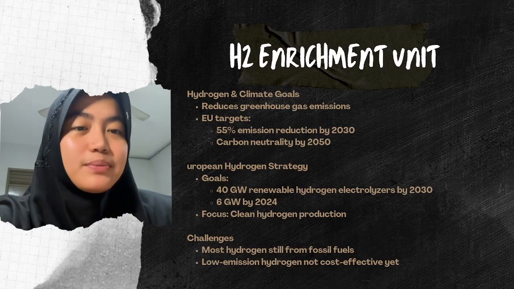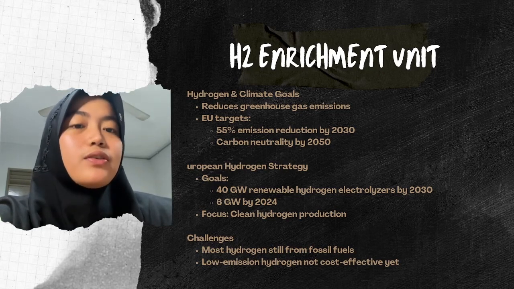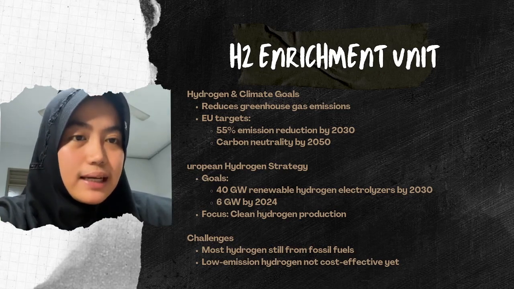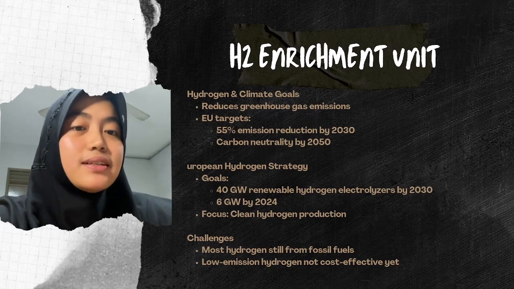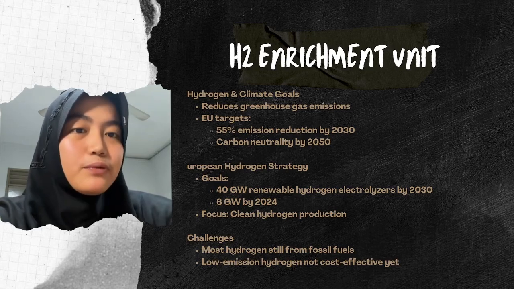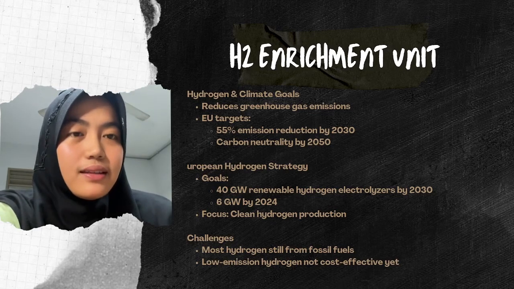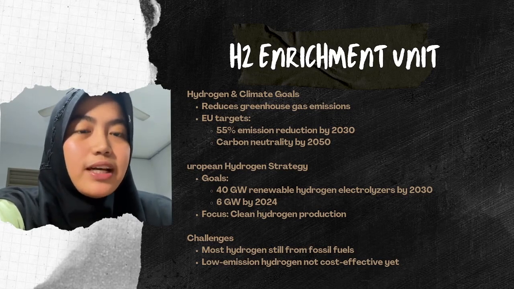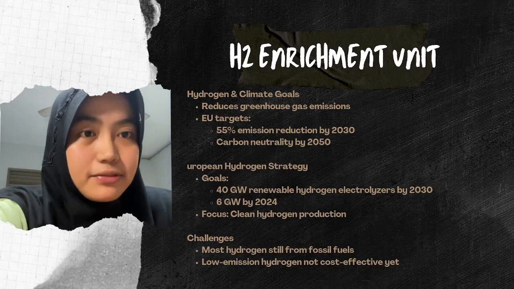The plan focuses on producing clean, renewable hydrogen with specific goals of deploying 40 gigawatts of hydrogen electrolyzers by 2030 and 6 gigawatts by 2024. This strategy highlights the importance of building a market for clean hydrogen and advancing the necessary technologies. However, there are significant challenges, which is that most hydrogen is still produced using fossil fuels, which undermines its environmental benefit.